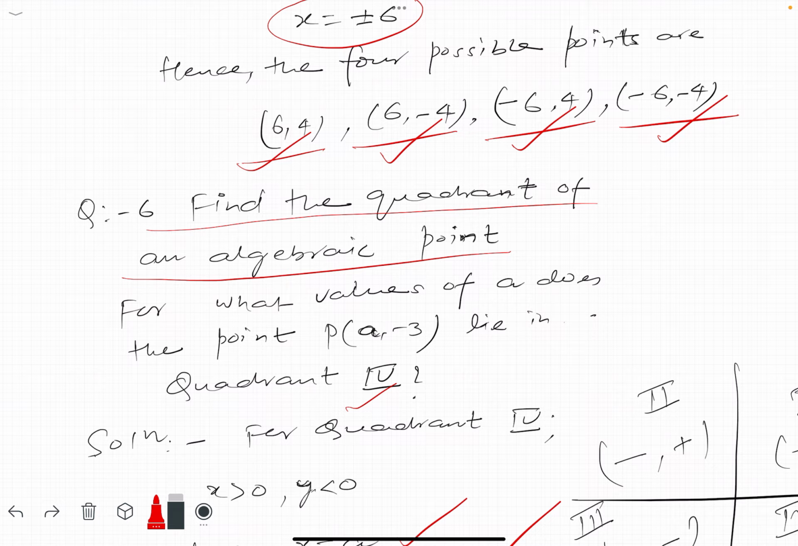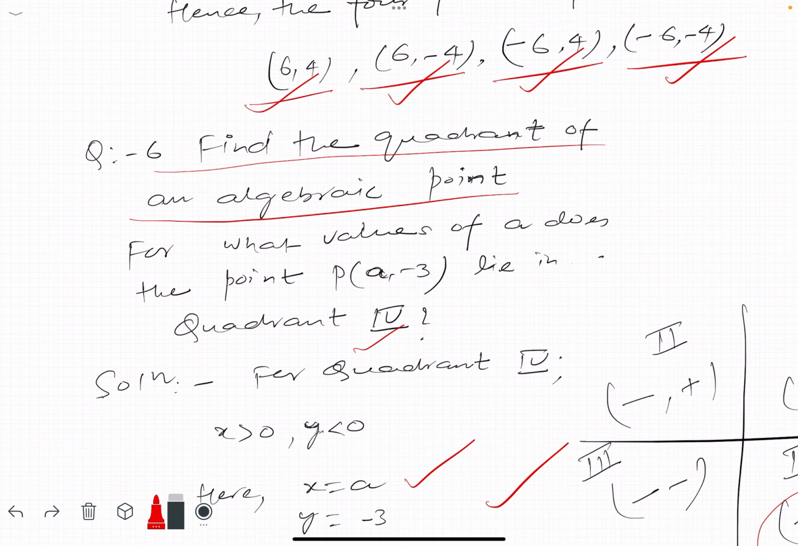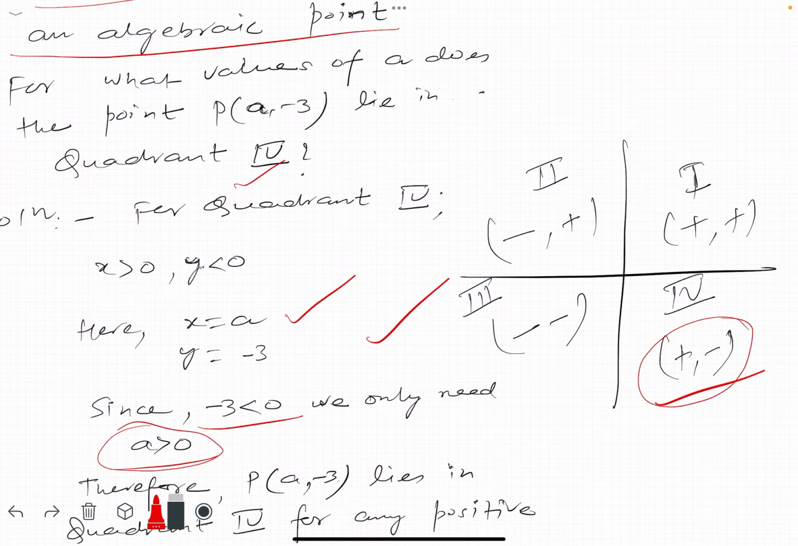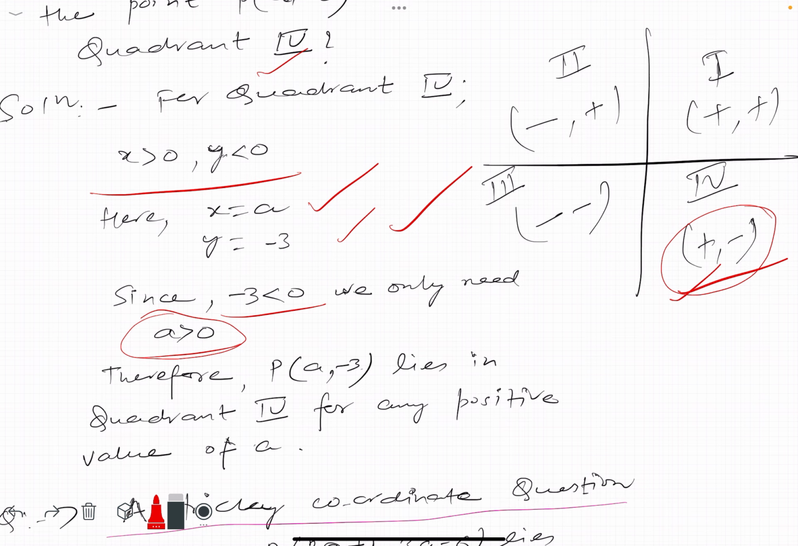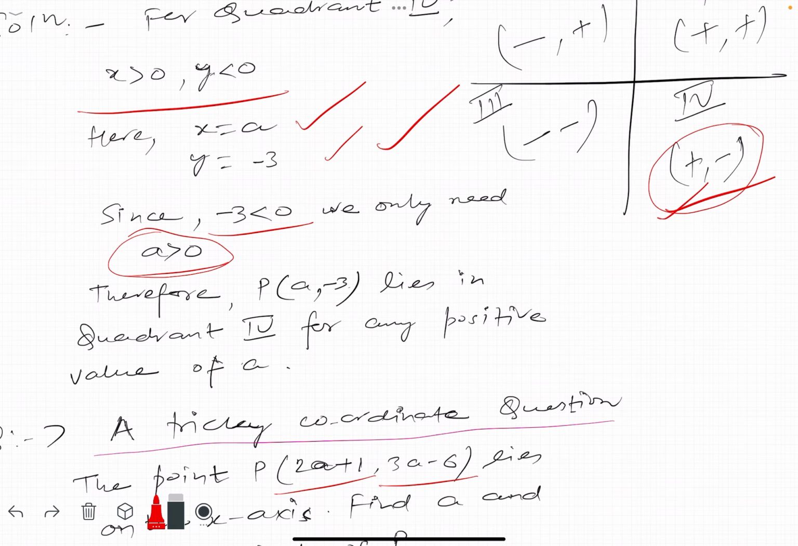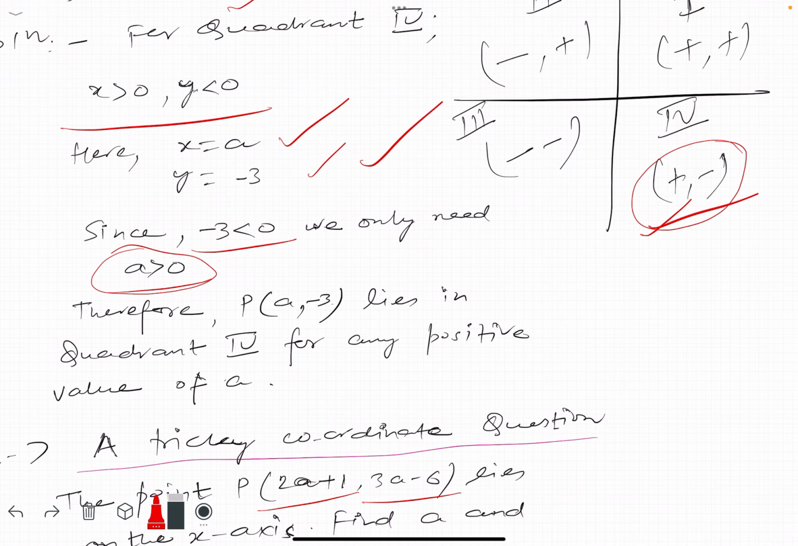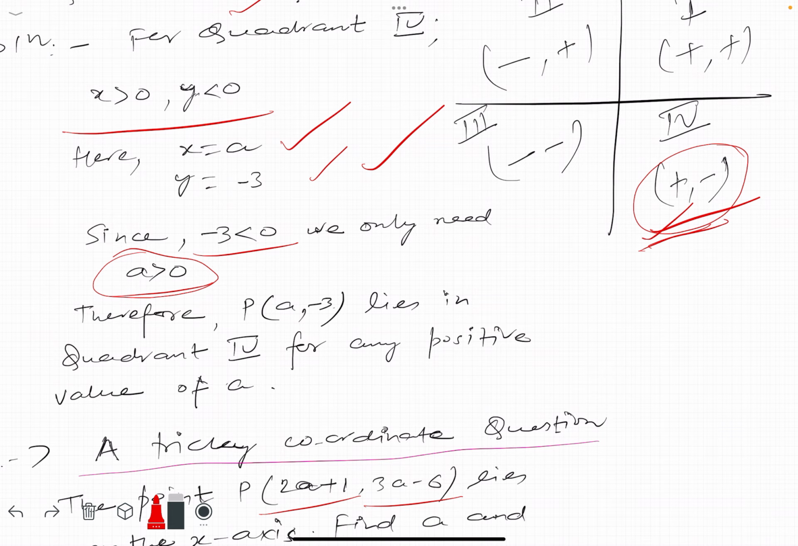Question number 6. Find the quadrant of an algebraic point. For what values of a does the point (a, -3) lie in quadrant 4? For quadrant 4, x is greater than 0 and y is less than 0. x is equal to a, y is equal to -3. Since -3 is less than 0, we only need a greater than 0. Therefore, P(a, -3) lies in quadrant 4 for any positive value of a.